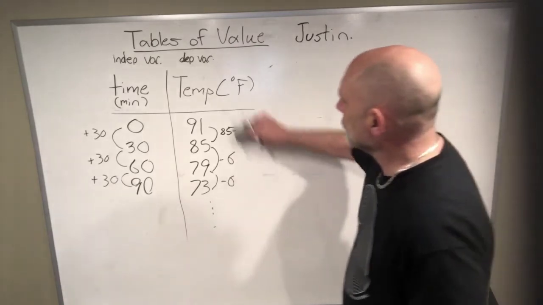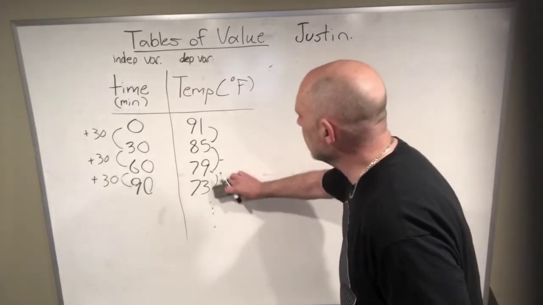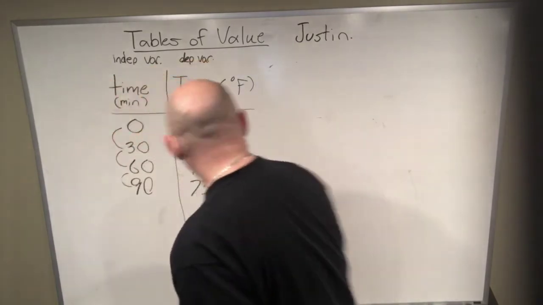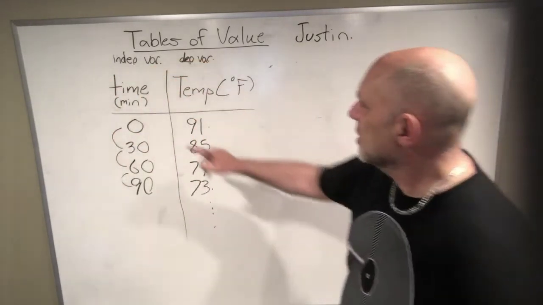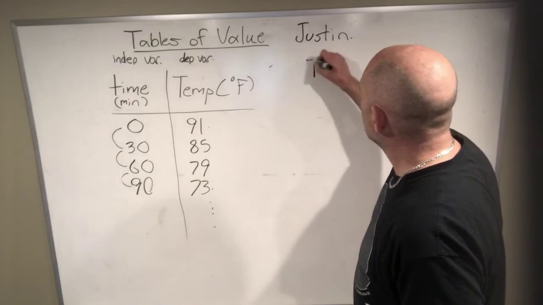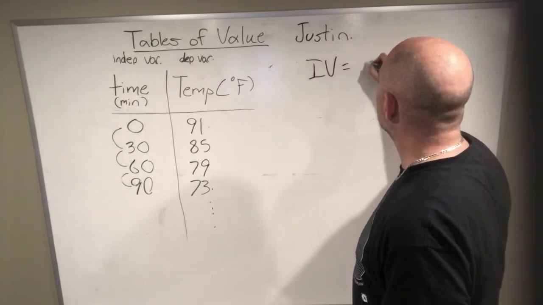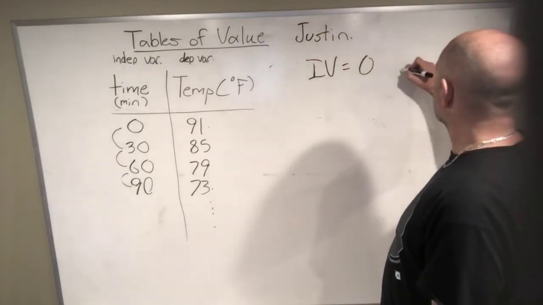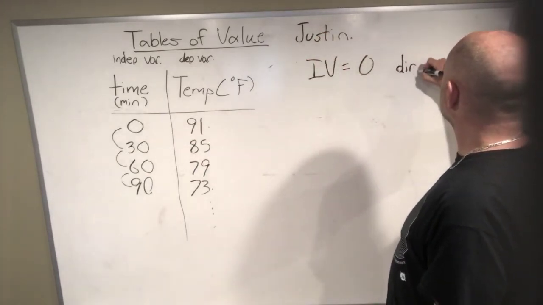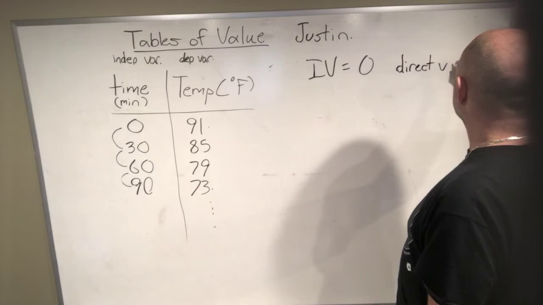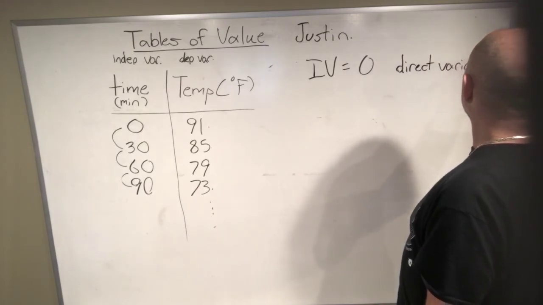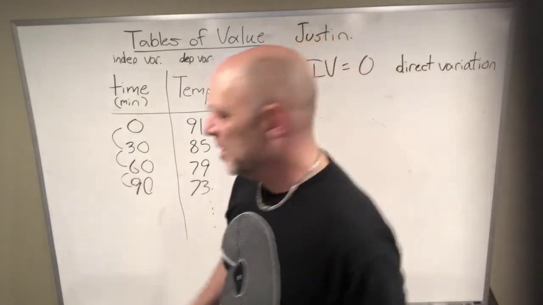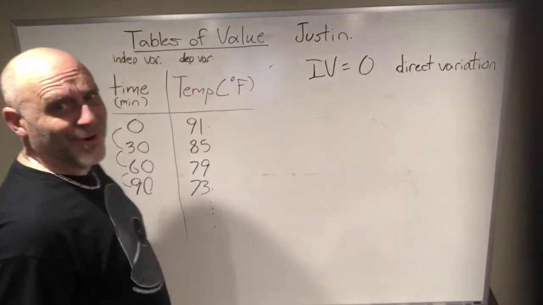Now, the other thing I want to point out is, this is the third example we've looked at, and sometimes the initial value is 0. When the initial value is 0, they call this direct variation. Hopefully you remember that from grade 9. If not, no big deal. Here we are, grade 10.